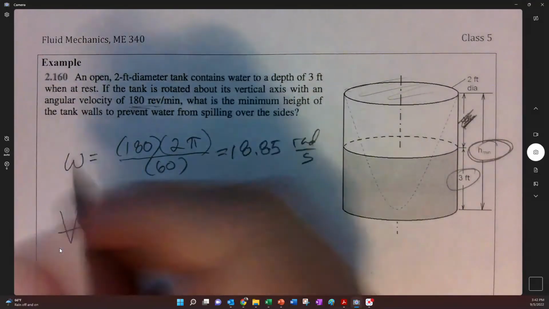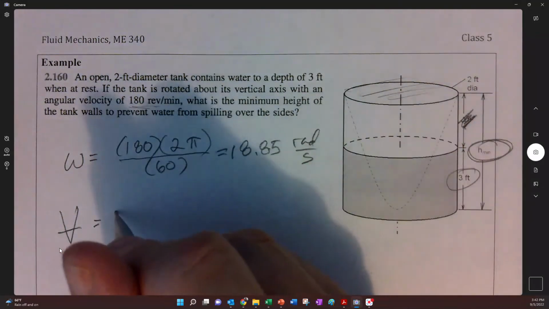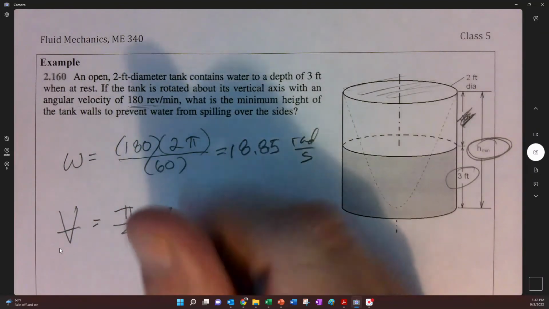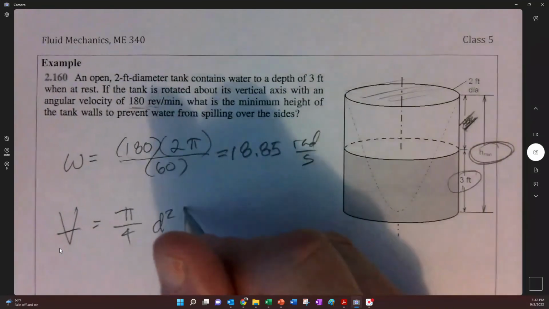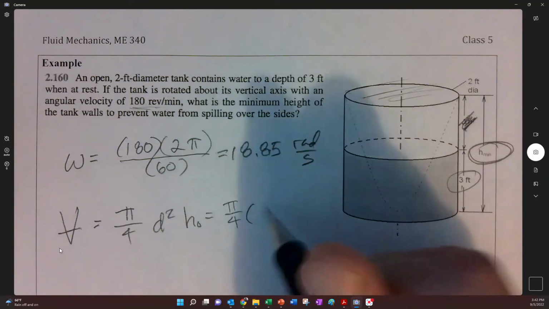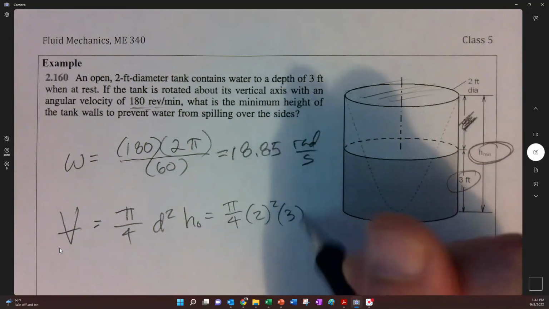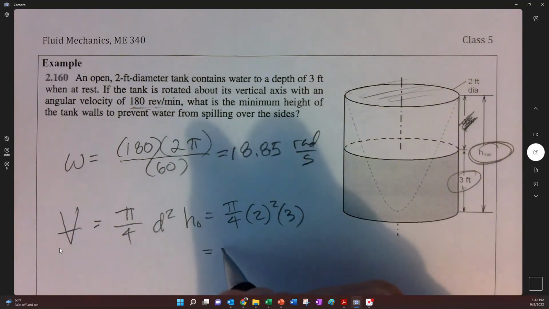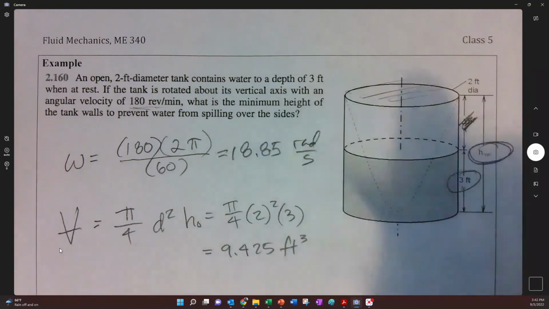The initial volume, which is going to be the final volume, is going to be the area times the height. So pi over 4. They gave us the diameter, so I'm going to stick with the diameter here. Times whatever I said it was going to be, right? I think I called it H0, the original height. So pi over 4, and the diameter is 2 squared, and the height is 3. I think we're just multiplying pi by 3 for that, right? So 9.425 cubic feet is what we have.